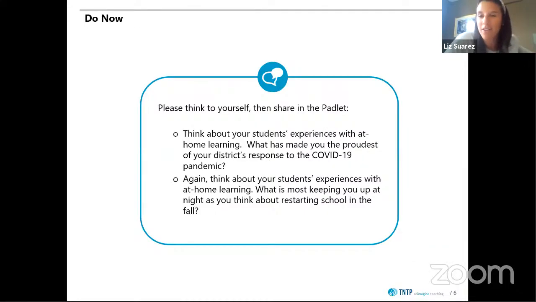So as we do that, we'd love to hear just a little bit more about you all. On the Padlet that you had the link for at the beginning, that you've all hopefully gotten open now, you'll see there are 2 columns for the questions on this slide, and we'd love for you to take the next 3 minutes or so to add your thoughts to these 2 questions. First, think about your students' experiences with at-home learning. What has made you the proudest of your district's response to the COVID-19 pandemic? And then again, think about your students' experience with at-home learning over the past couple months. What is keeping you up at night as you think about restarting the school year in the fall?